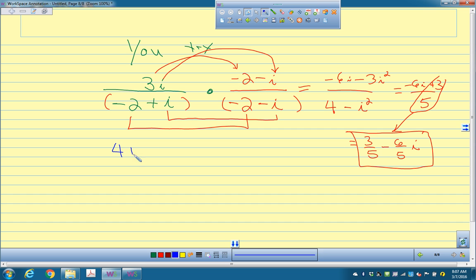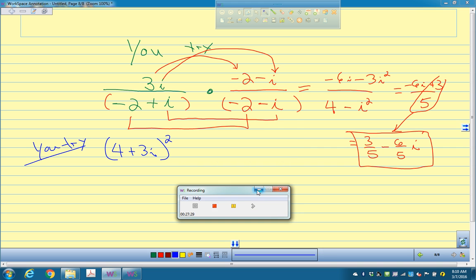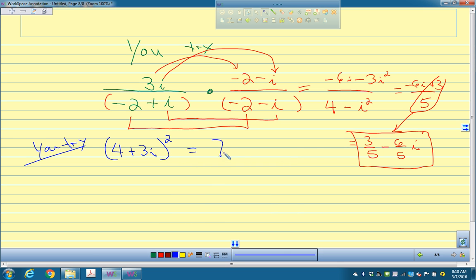4 plus 3i squared, okay? Give that one a shot. You try. Very good, okay? So you should have gotten 7 plus 24i. How did he get that? He multiplied, so he FOILed, right?